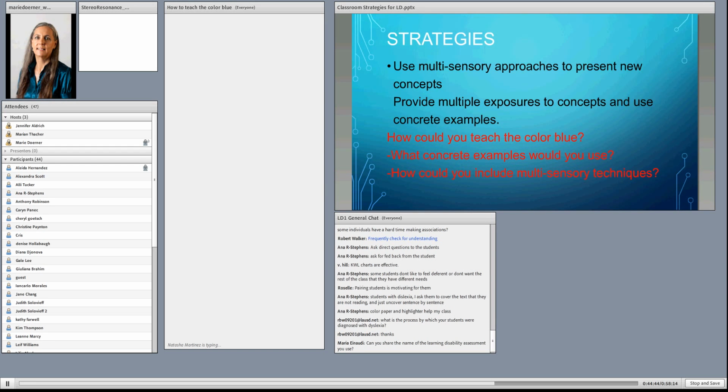Also, I talked a little bit about using multisensory approaches to present new concepts. You need to see it, hear it, do it, smell it if you can, taste it if you can. The more ways you can get the information into your brain, the stronger the pathways that you're building inside of the brain. Provide multiple exposures to concepts and use concrete examples. I'm going to ask another question, and then I'll talk a little bit about the learning disability assessment.